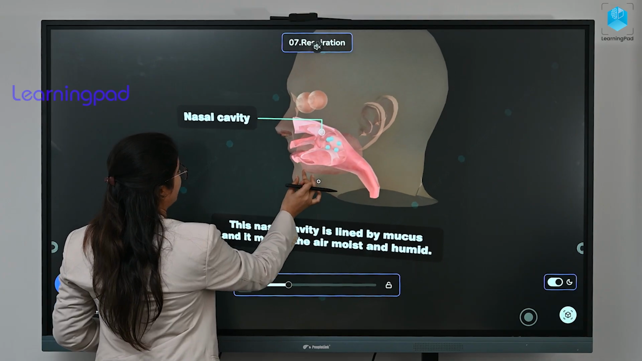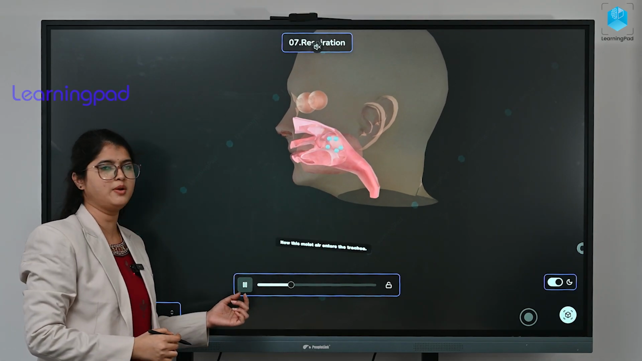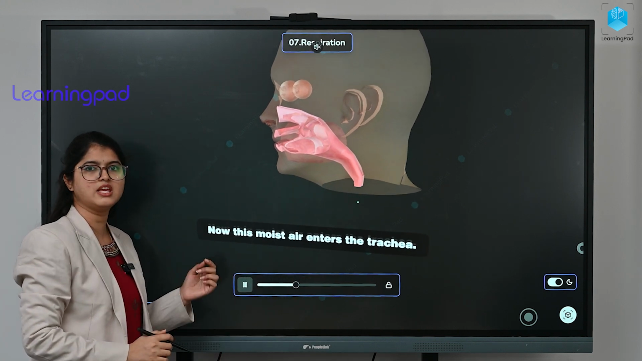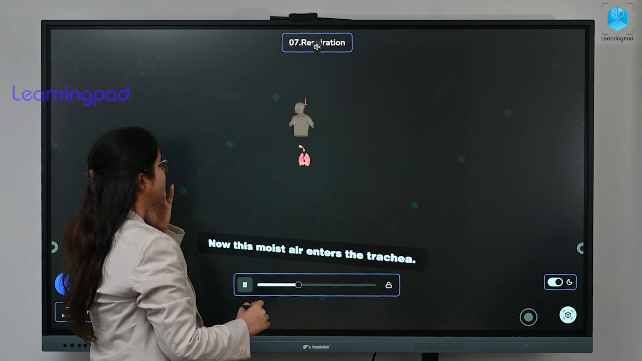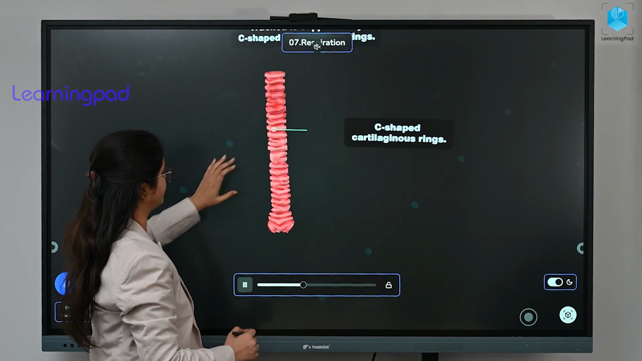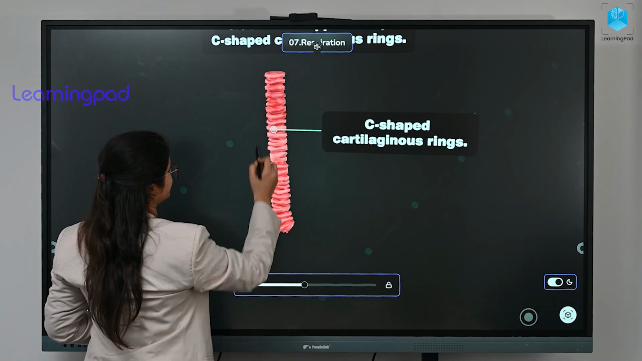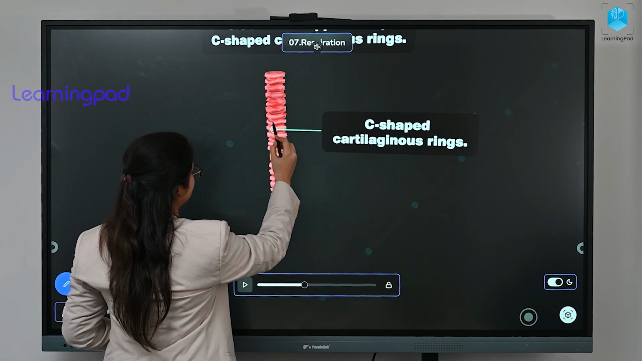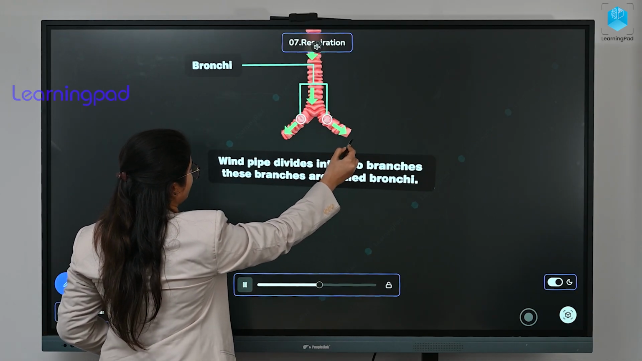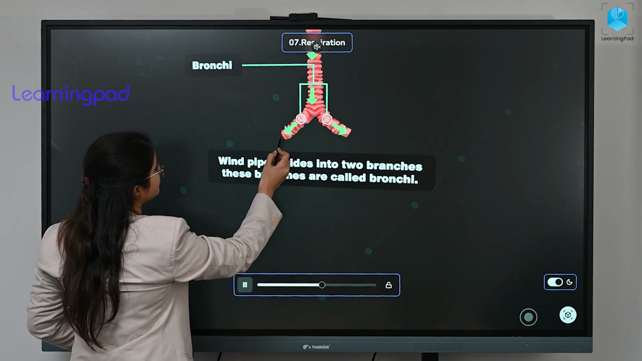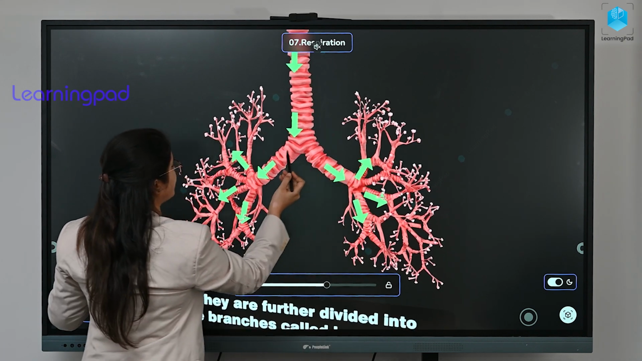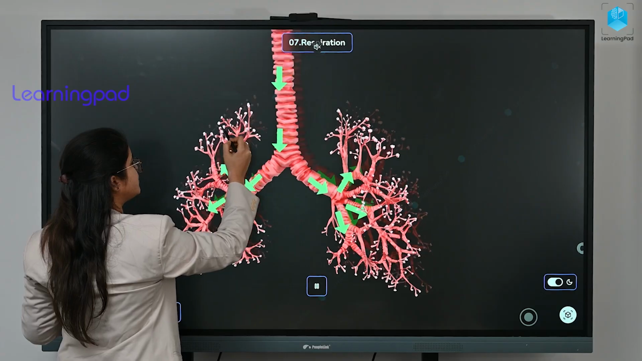This humid air enters into the trachea, which is also called the windpipe, and as I told earlier, the trachea has C-shaped cartilaginous ring-like structures which prevent it from collapsing during exhalation and inhalation. Now we can see the clear structure of the trachea where C-shaped cartilaginous rings are present. This trachea leads into two bronchi, and then these bronchi lead into bronchioles, which end with the alveoli.